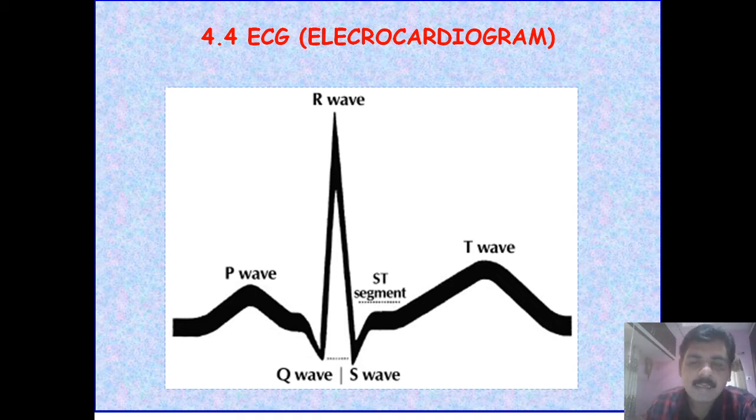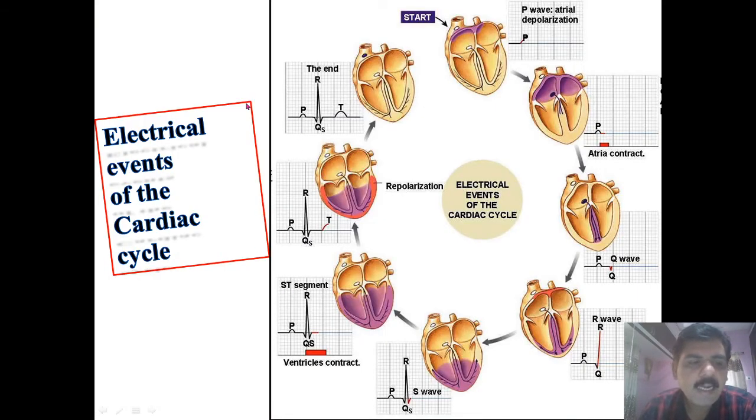What are these? These are certain waves. These are the P wave, then next one is a downward deflected Q wave, then R wave, then S wave, then the T wave. These are all the waves, and these waves occur in between the segments, that is the ST segments or like that.